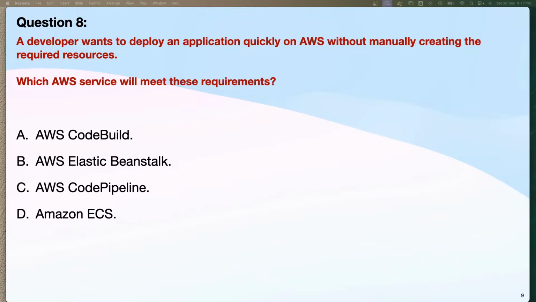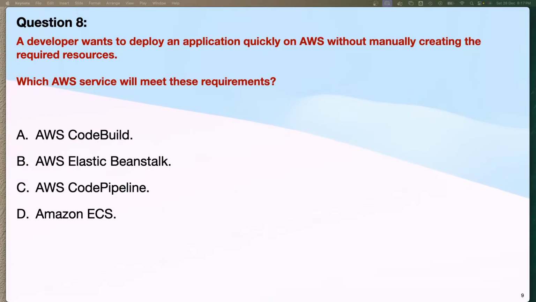CodeBuild and CodePipeline are like DevOps tools such as GitHub and GitLab, where you build pipelines. AWS has the equivalents, but they are not for automatically creating resources. We still need to write the script if we want to deploy the infrastructure. They are only meant for DevOps CI/CD pipelines, not for provisioning the infrastructure. And Amazon ECS is the Elastic Container Service, where you have to provision the infrastructure and all. So the answer here is B, Elastic Beanstalk.